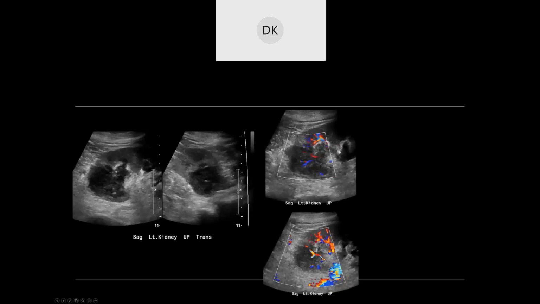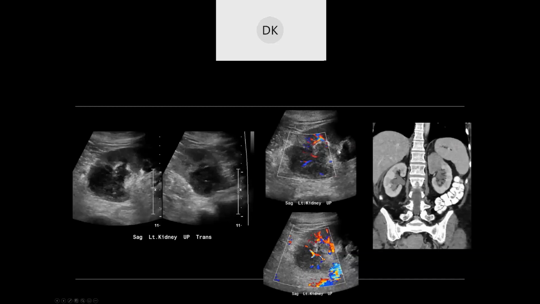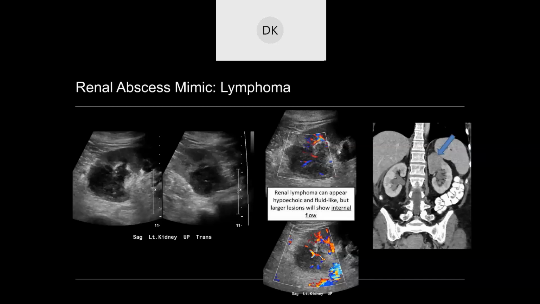But then when we add color Doppler flow, what's going on there that doesn't really go along with abscess? We can see there's actually vascular flow within the, quote, collection. And then when we look at the CT scan, this is not a collection, but it's a solid hypoenhancing mass. And this is typical for renal lymphoma, which can really mimic an abscess, as you can see here. It typically actually looks fluid-like, but larger lesions like this will show internal flow.